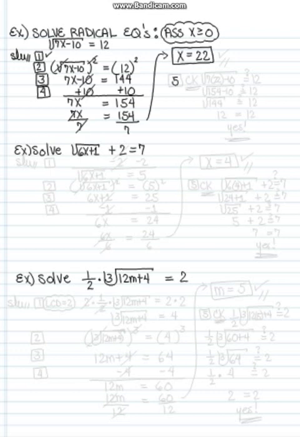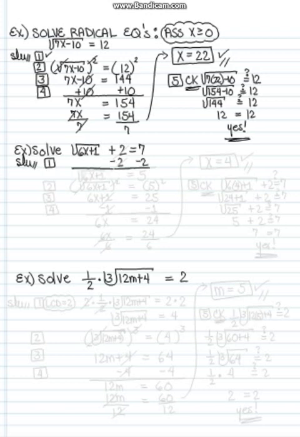And don't forget step 5, where we have to check our answer by plugging x equals 22 back into the original equation, simplifying both sides separately, and making sure that they're equal to each other. So under the radical sign, we have what? 154 minus 10, which is 144. Well, you know what the square root of 144 is. That's going to be 12. So the left side is 12, the right side is 12. Yes, this x equals 22 is a good solution. It satisfied the equation.